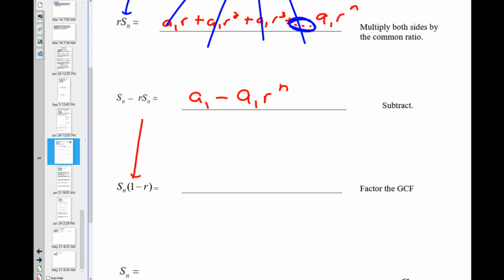So they've already factored out the S sub n. If we factor out the a sub 1, we get a sub 1 on the outside. That leaves us 1 minus r to the n. All I did was factor out a GCF. If I were to distribute, what would I end up with? Since factoring and distributing are opposites, what would I end up with if I distributed? What I started with. But again, I don't want to do that.